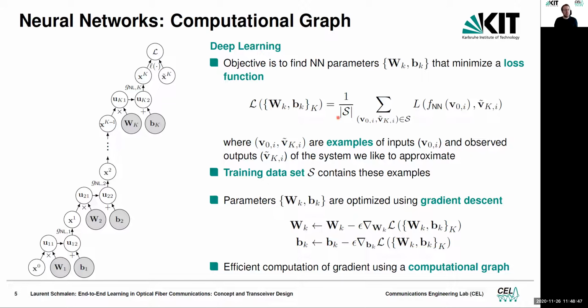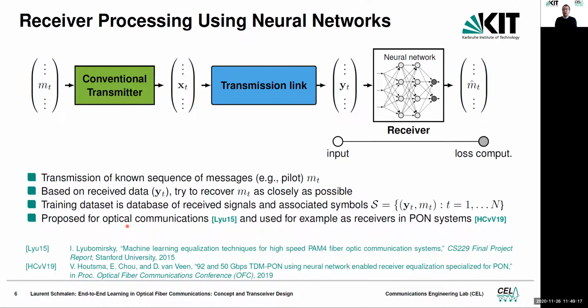So our loss function depends on the inputs, V. It also depends on W, B, and you can draw this computational graph, and you can use the chain rule of calculus on your computational graph to find the gradients with respect to the different W's and B's. And every function that you can express as such a computational graph can be used inside neural networks to optimize your functions. So how can we use this in communications?